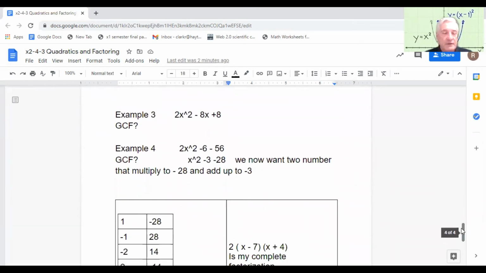Here's example 3. Does it have a GCF? 2x squared minus 8x plus 8. Is there something that goes into 2, 8, and 8? And somebody in the back of the room yelled 2. All right, let's take out the 2. We're going to divide out the 2.